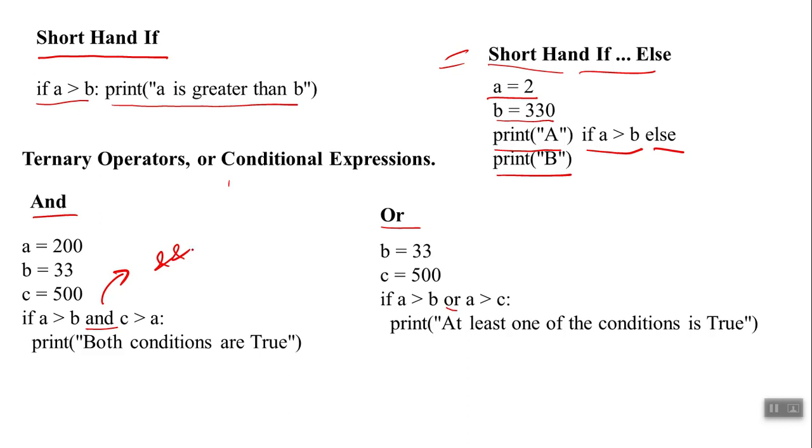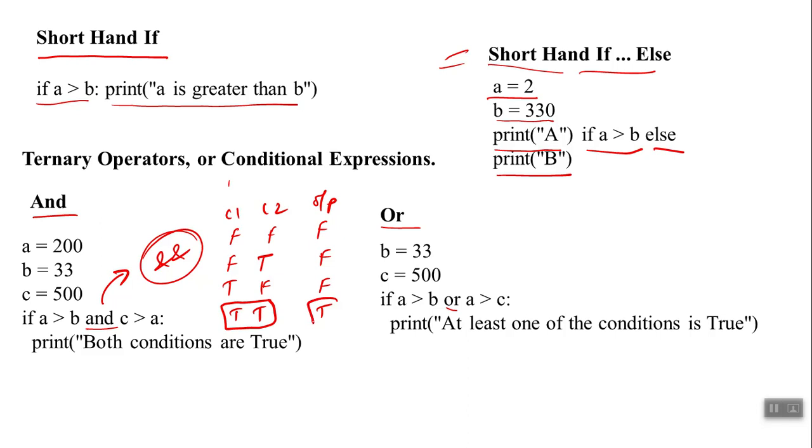What is the process of AND? I am giving two conditions, condition 1 and condition 2. What will be the output? If condition 1 is false and condition 2 is false, the output will be false. If condition 1 is false and condition 2 is true, it will be false. Similarly, true, false, false. True, true, it will be true. It means that the output will be true only when both of your inputs are true.